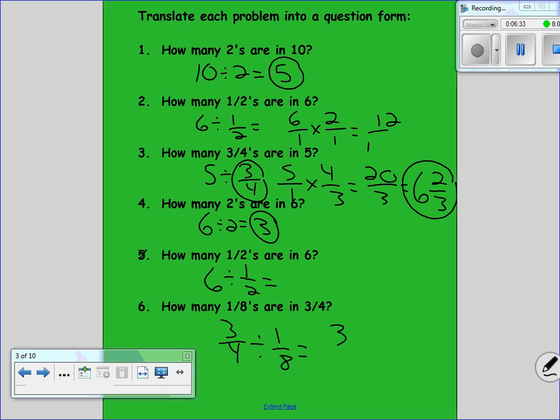We're going to change it to 3/4 times 8/1. We can cross reduce on this one. Divided by 4. We have a 1, we have a 2. 3 times 2 is 6/1. My answer is 6.